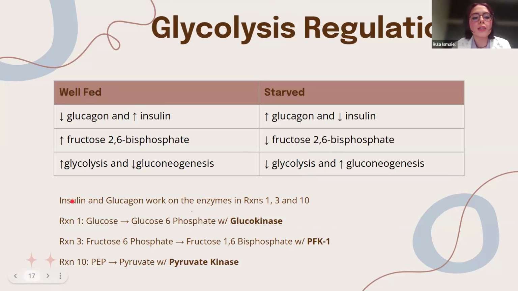Now insulin and glucagon work on enzymes in reactions 1, 3, and 10. Reaction 1, glucose becomes glucose 6-phosphate with glucokinase. Reaction 3, fructose 6-phosphate becomes fructose 1,6-bisphosphate with PFK1. Reaction 10, PEP becomes pyruvate with pyruvate kinase. I just mentioned these as repetition. The more you repeat the lecture, the more it sticks in your head.